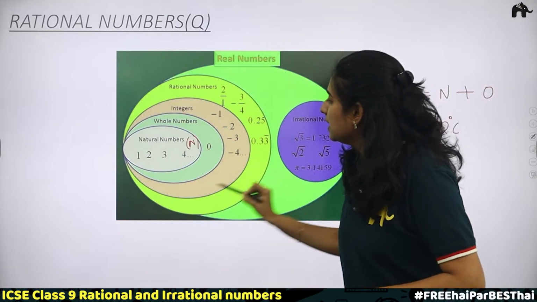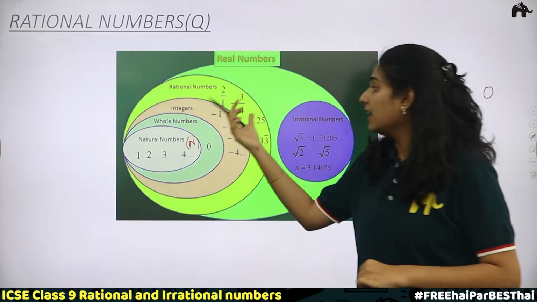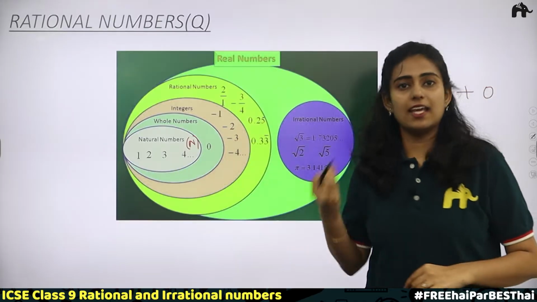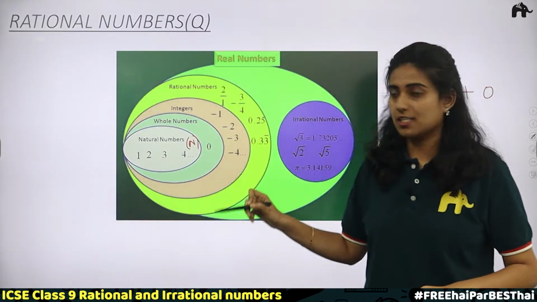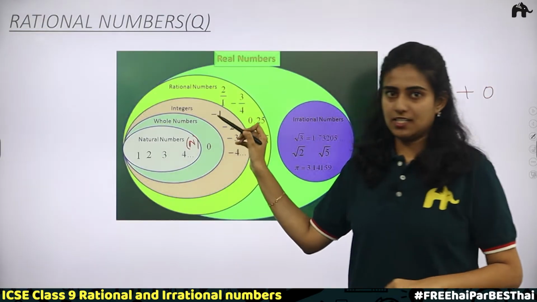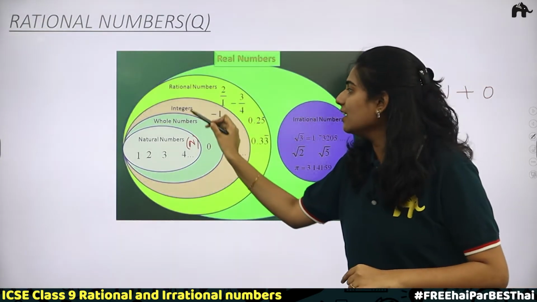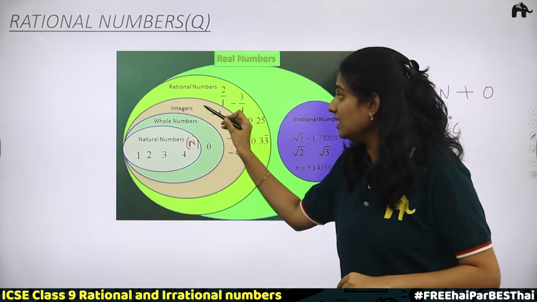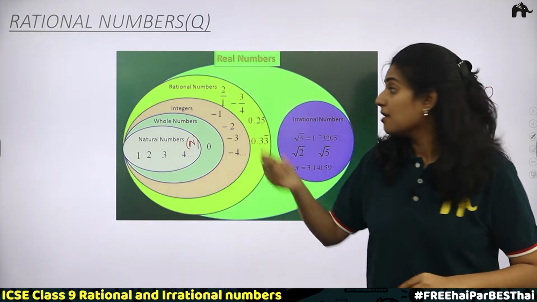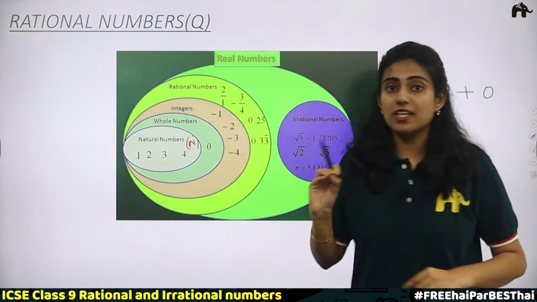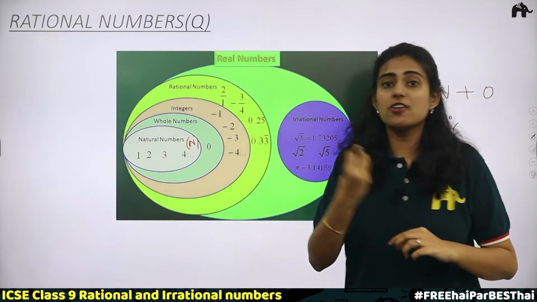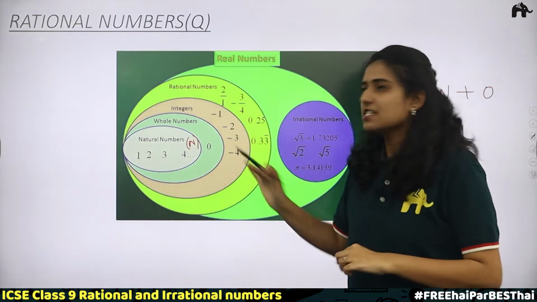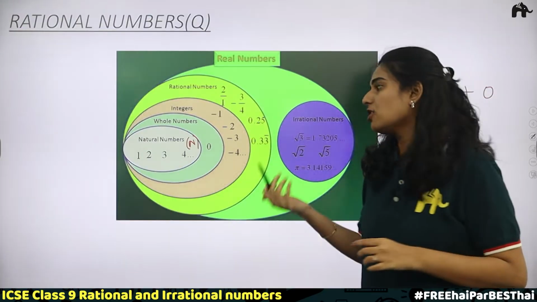Again, we have a bigger set which is integers. It includes positive numbers, negative numbers and zero. That is, all natural numbers are integers. All whole numbers are integers, but not all integers are whole numbers, because in integers we have negative numbers, but whole numbers are always positive or 0. You cannot say 0 is either positive or negative. 0 doesn't have any sign. It is neither positive nor negative.